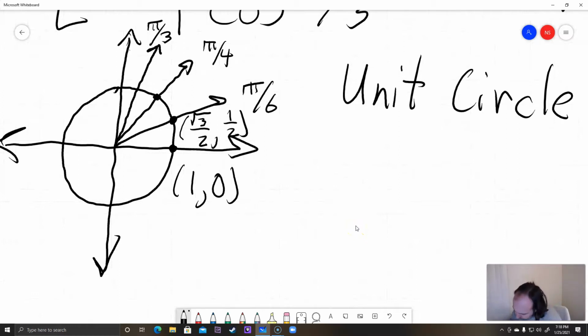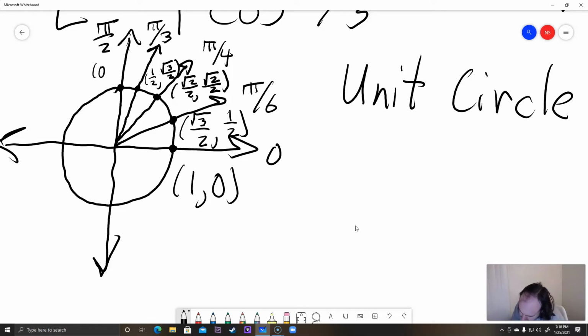At pi over 4, we have root 2 over 2, comma root 2 over 2. X and y are the same number. And then at pi over 3, x is smaller than y, so that one's actually going to be 1/2, comma root 3 over 2. Okay, so here's 0, pi over 6, pi over 4, pi over 3, and then up here is pi over 2. And at pi over 2, the coordinates are, well, x is going to be 0 and y is 1.